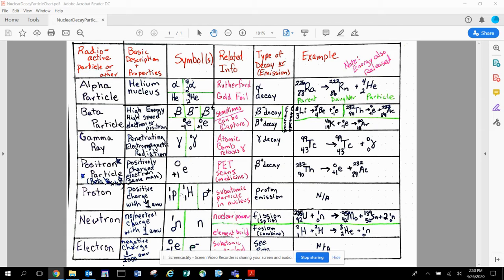Now let's look at the chart that's called nuclear decay particles. There are about 6 main nuclear decay particles. You'll see that the bottom one is similar to a previous one. The 3 main ones I'm going to discuss right now are alpha, beta, and gamma. That's the Greek alphabet, the first 3 letters of the Greek alphabet. And they're named that because that's how they were discovered. They were discovered first alpha, then the beta, then the gamma.